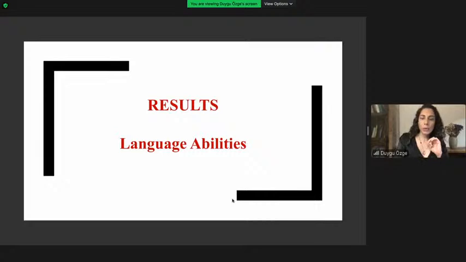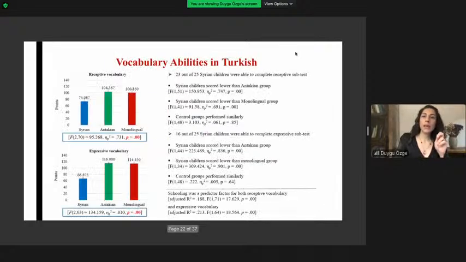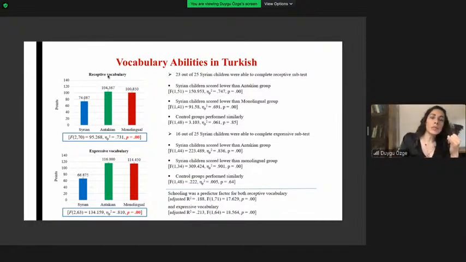So let's have a look at the language abilities. Starting with the vocabulary abilities, I know this slide is complicated, but the take-home message is that, this is Turkish. Syrian children performed lower than the Antakyan group and the monolingual group, both in their receptive vocabulary abilities and expressive vocabulary abilities.